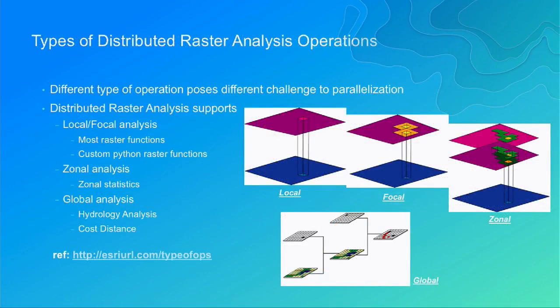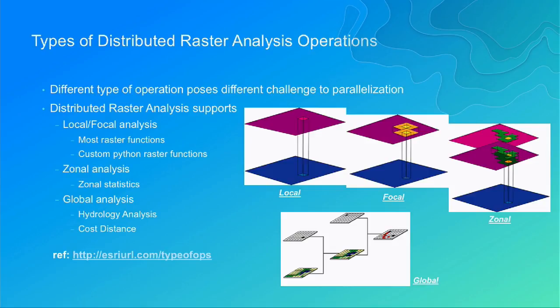Right. So there are just so many different kinds of analysis workflows out there, right? Different kinds of analysis operations actually pose different challenges when we are trying to parallelize them using different server machines to run them. So this is basically a quick review of what kinds of different analysis operations there are out there. The distributed raster analysis framework today supports these 3 different kinds of analysis operations.